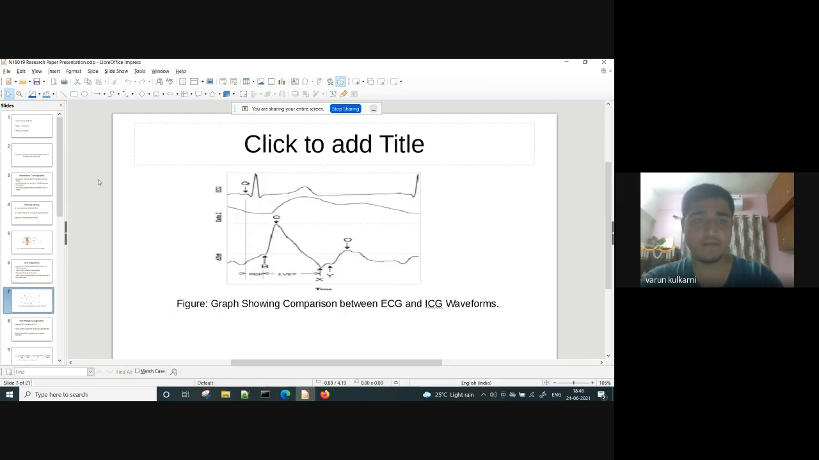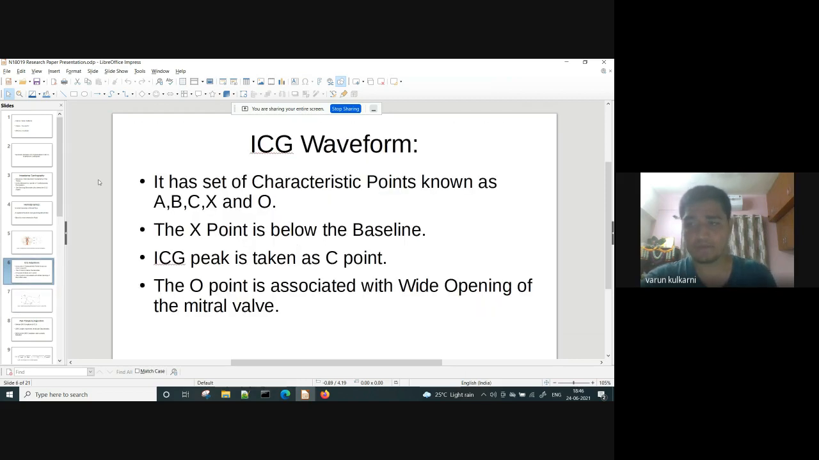The X point is below the baseline and it is associated with the aortic valve closure. It coincides with the second heart sound in PCG. Thus, the time interval between the B point and the X point is the left ventricular ejection time. The O point is associated with the wide opening of the mitral valve.